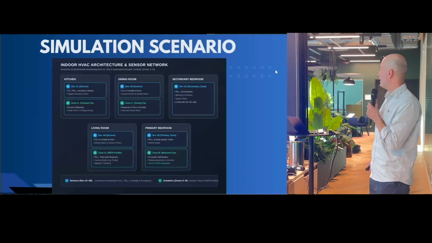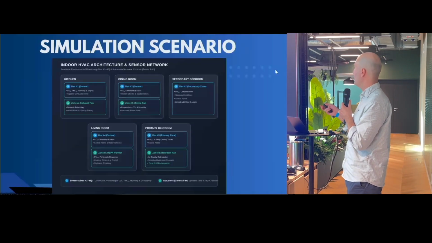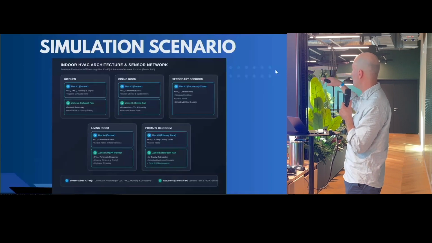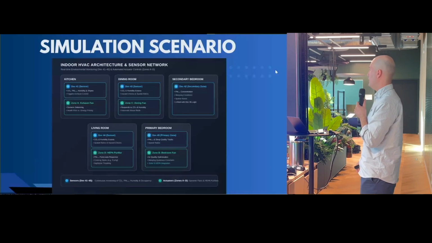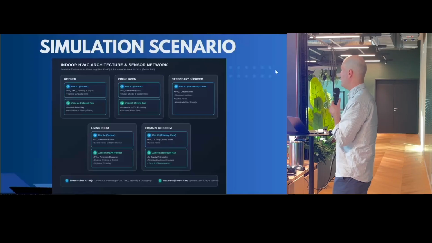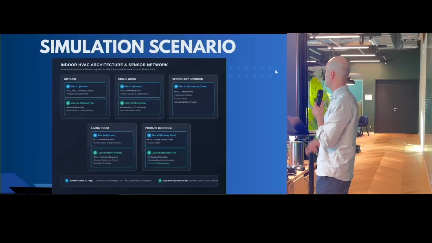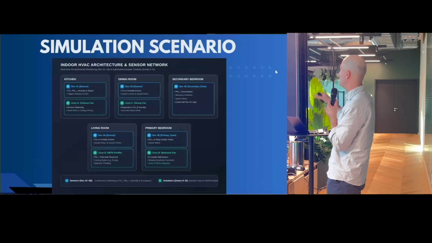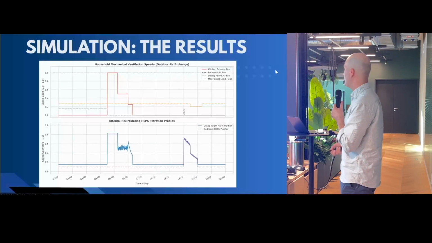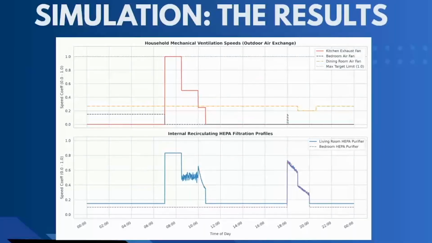Let me just show you a simulation scenario. This is a case in which we have a house with a kitchen, a dining room, primary bedroom, secondary bedroom, and living room, and there are sensor devices in all these rooms. We also have a fan in the kitchen, a fan in the bedroom, and also in the dining room, and then we have purifiers in the living room and also in the bedroom. And here's the result of running this simulation, where I generated synthetic data.